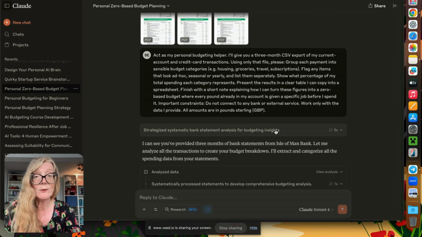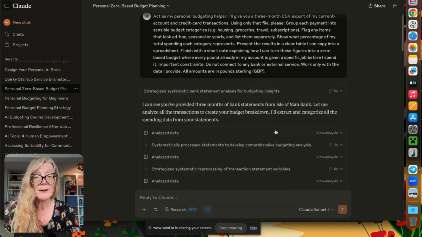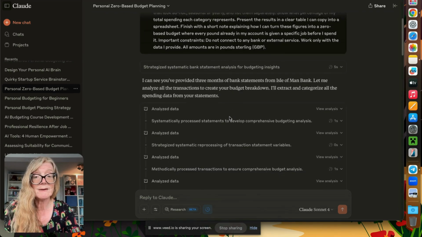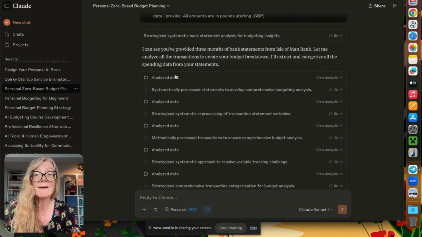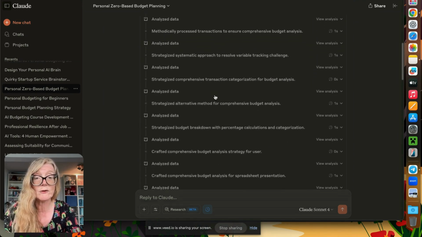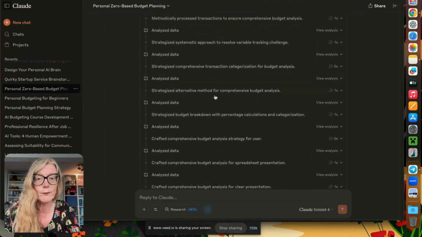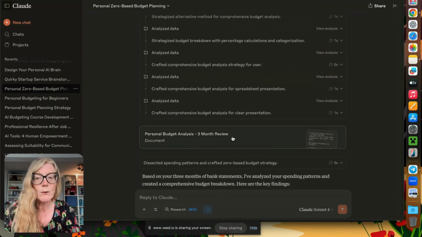time to actually think through this and work through it step by step. So it tells me that it's seen it, and then it goes through a process of analysing the data and then processing it. And it takes quite a few steps to get that done. So this took a few moments before it was actually ready. And then what happened was it prepared a document for me, the Personal Budget Analysis 3-month review.